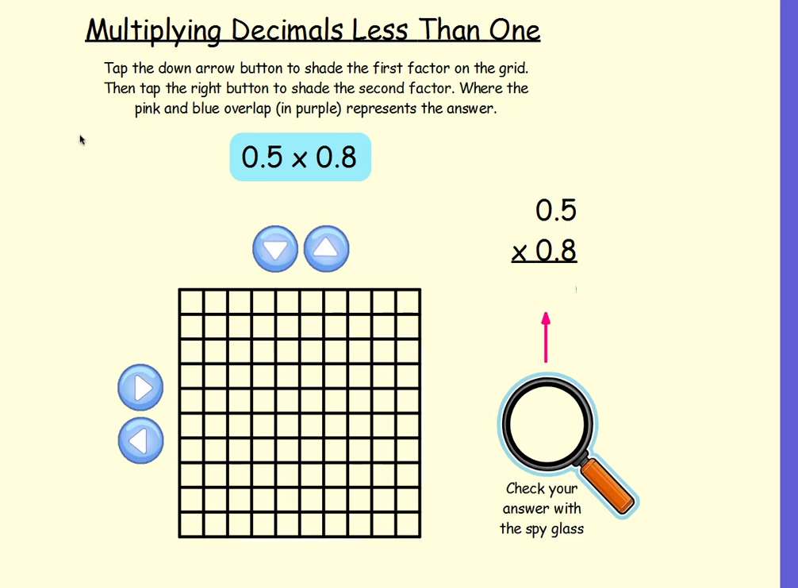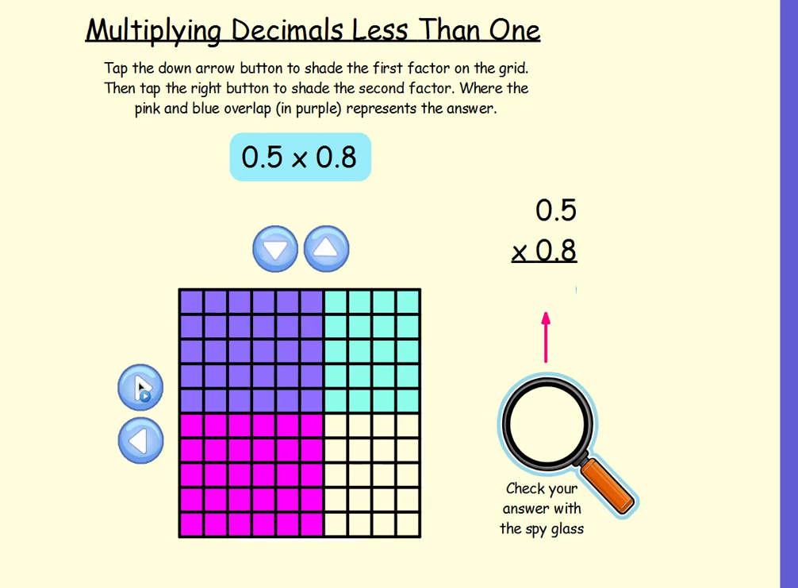So I'm going to shade 5 tenths. And remember, a tenth is a whole row or a whole column. I'm actually going to do rows. So there's 1 tenth, 2 tenths, 3 tenths, 4 tenths, and 5 tenths. So shade 5 tenths, or 5 rows. Now since I did the 5 tenths going horizontally, I'm going to do my 8 tenths vertically, in the opposite direction. So 1 tenth, 2 tenths, 3 tenths, 4, 5, 6, 7, 8 tenths.